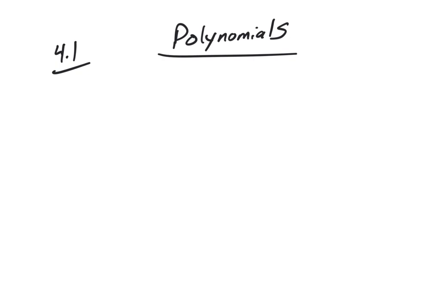We're going to find out what the zeros are, just like we did with quadratics. We're going to find out how many zeros we're going to have, what kind of zeros they're going to be, and we're going to have some different methods of getting there. But what we're going to start with is identifying a polynomial.